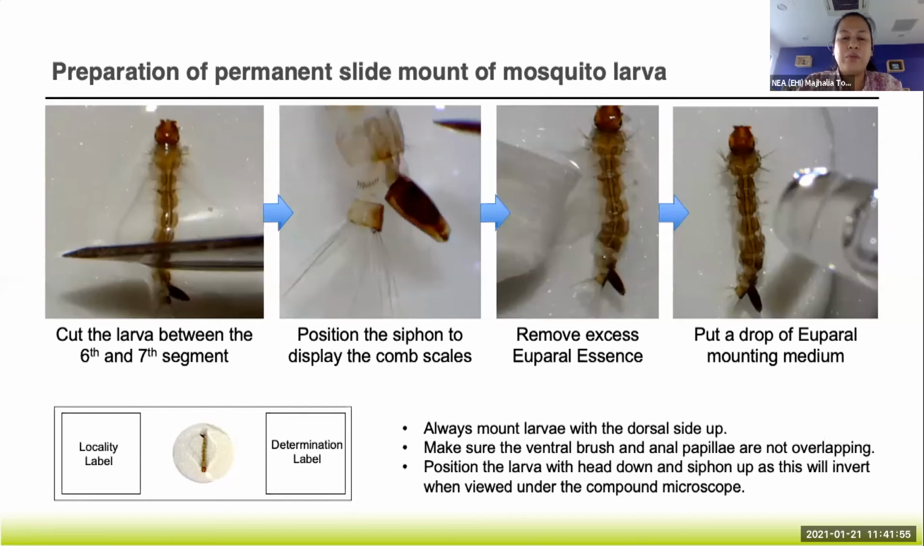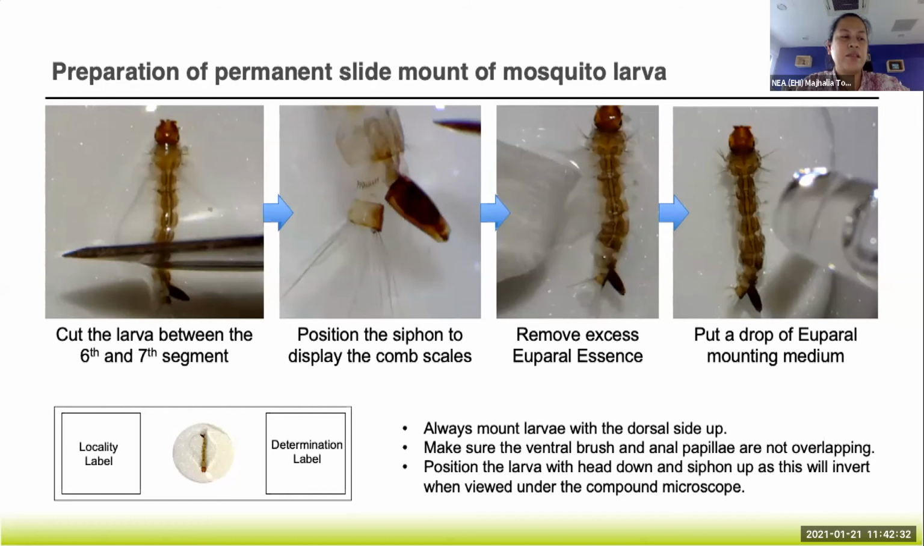So normally we will put the head of the larvae down and the siphon up, because this way, when you view it under the compound light microscope, you're actually going to view it right side up, because the image will invert once you put it under the microscope. You cannot preserve your larvae in 50% alcohol, because in due time they will decompose, as it is much more water than alcohol that will preserve your larvae.